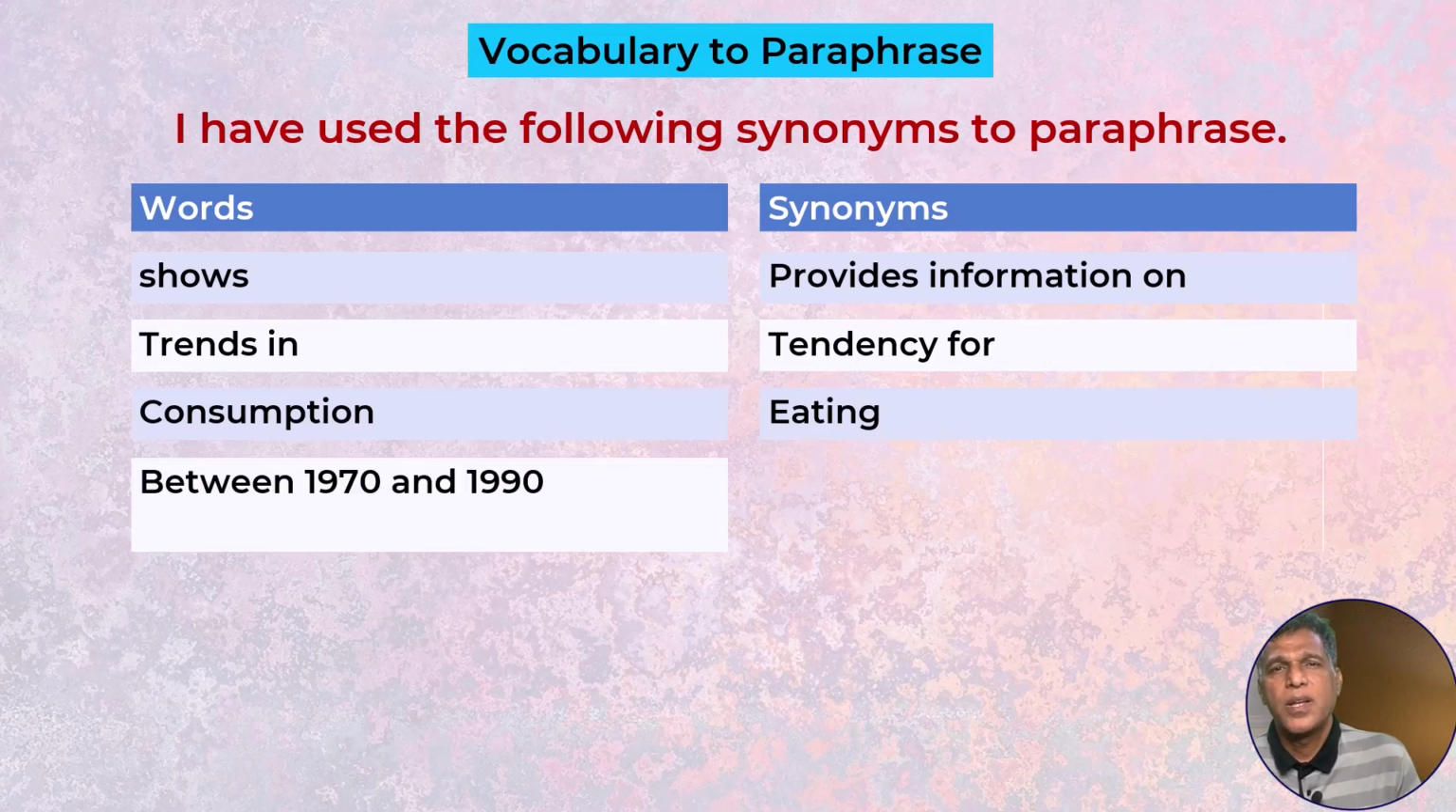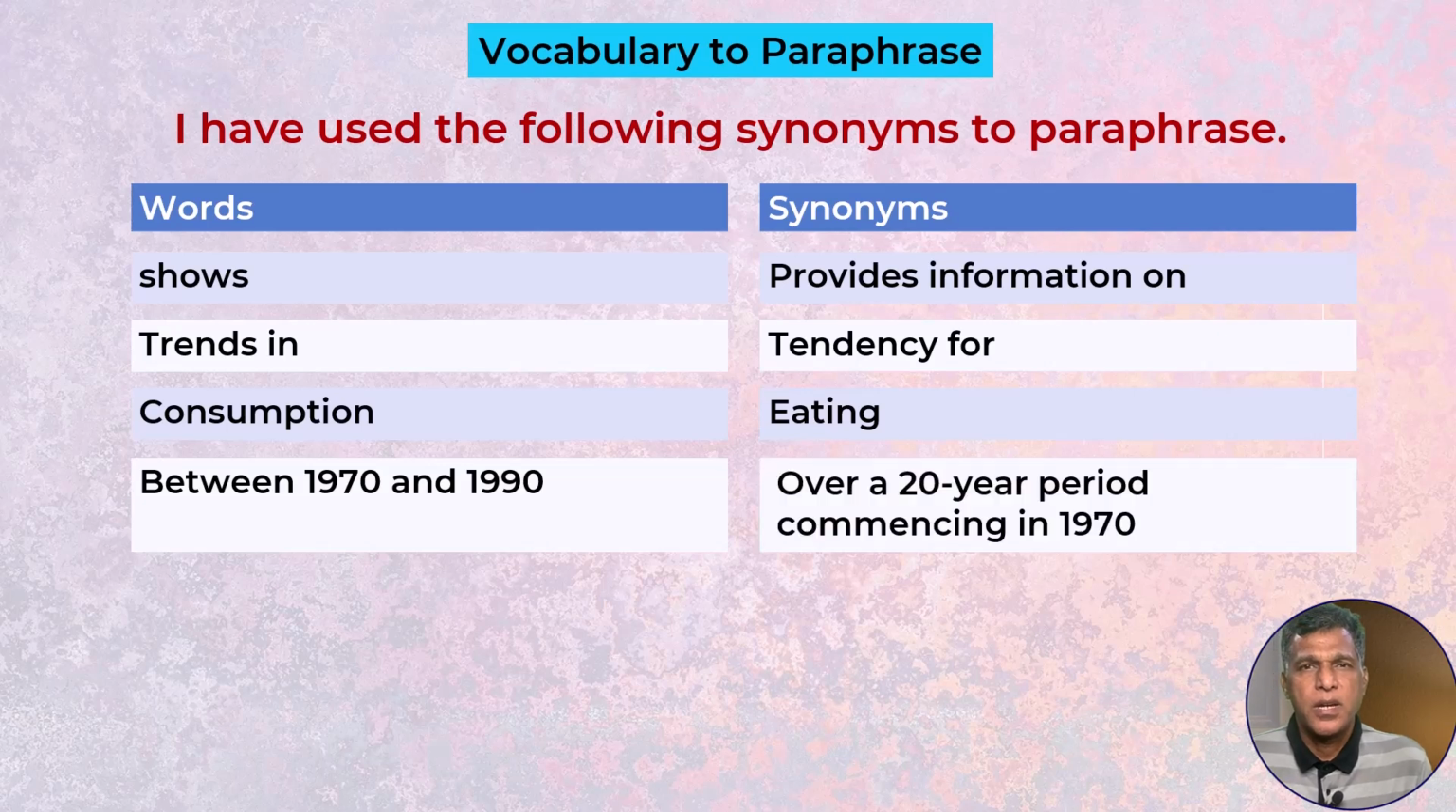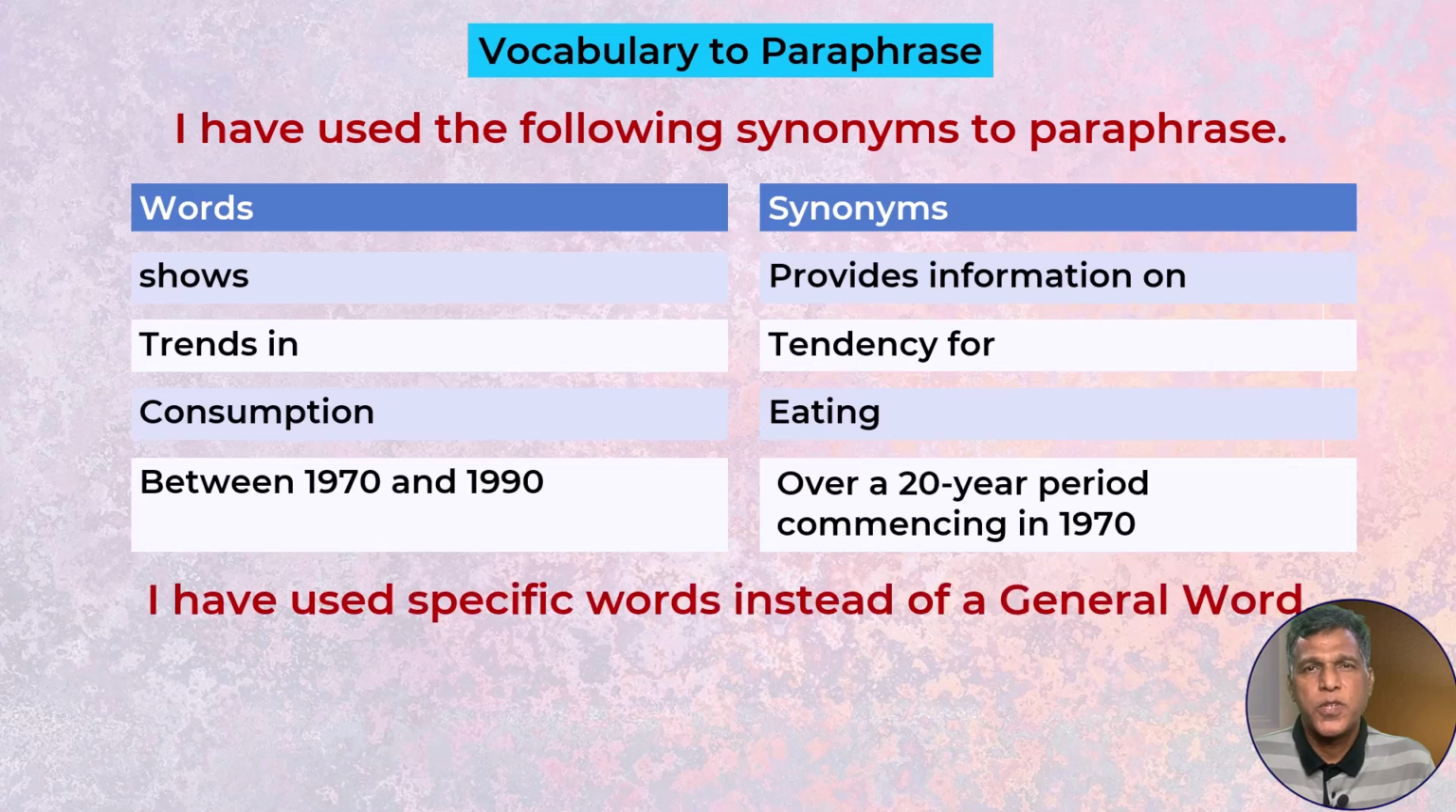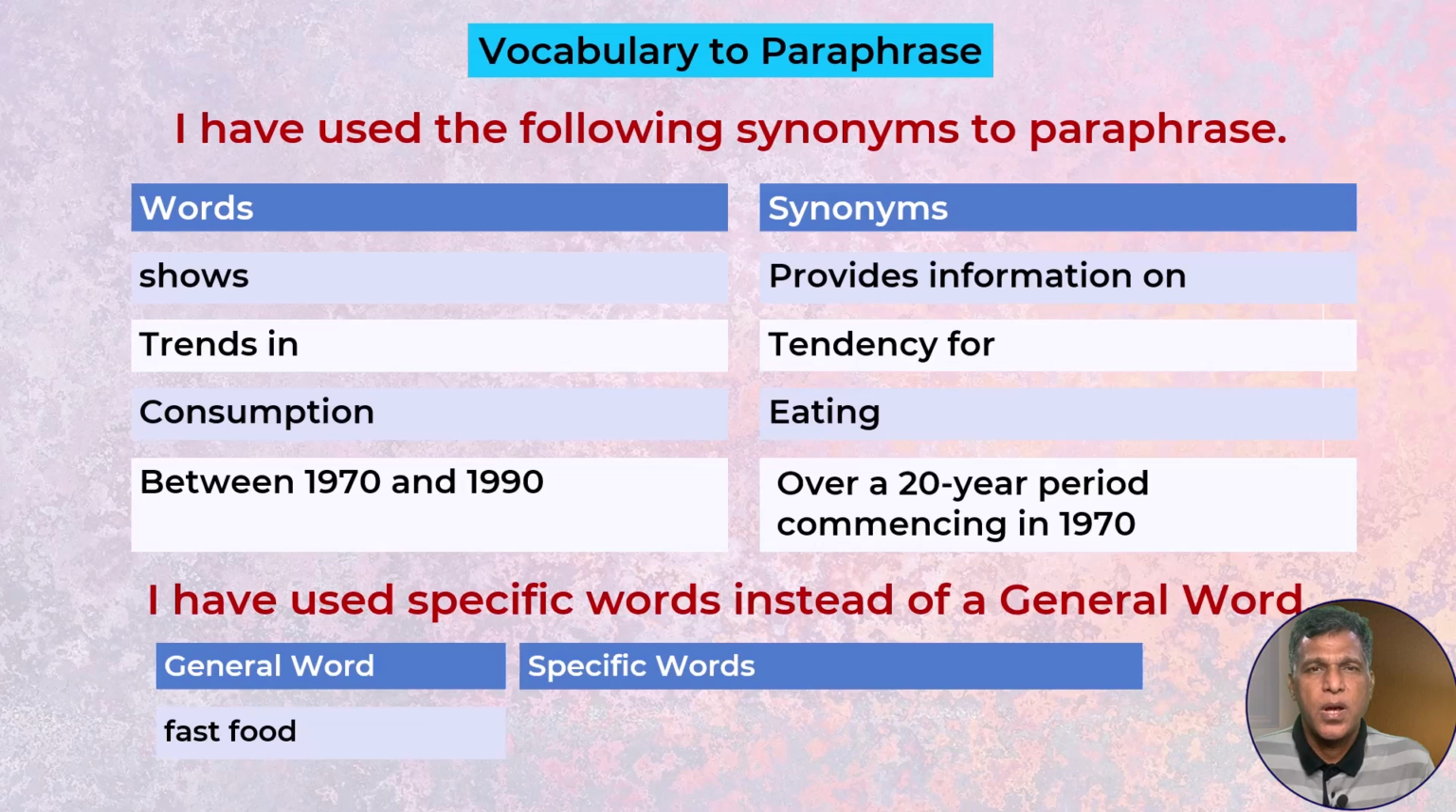Instead of between 1970 and 1990, I could also say over a 20-year period commencing in 1970. I have used specific words. So instead of fast food, I wrote fish and chips, burger and pizza. So you see, I used synonyms and specific words instead of general ones. That's the key to a high band score introduction.